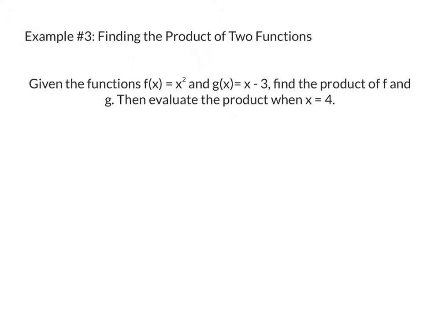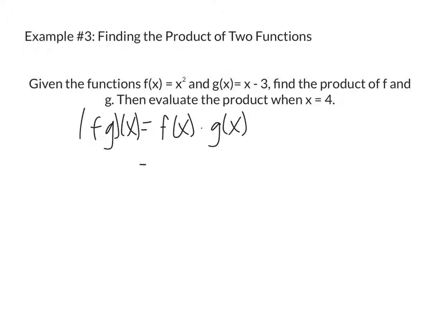In example 3, we are given the functions f of x equals x squared and g of x equals x minus 3, and we are asked to find the product of f and g. And by the way, after that, then we evaluate the function when x equals 4. So essentially, we're doing f g of x, which is f of x times g of x, okay? F of x is x squared, right? And then we're going to multiply that. I don't use the dots. I'm going to use parentheses. We're going to multiply that by x minus 3.